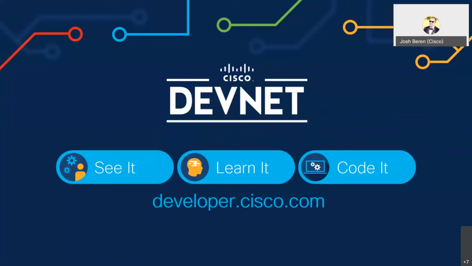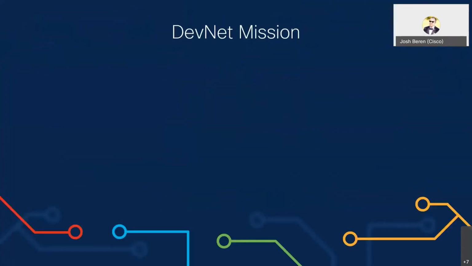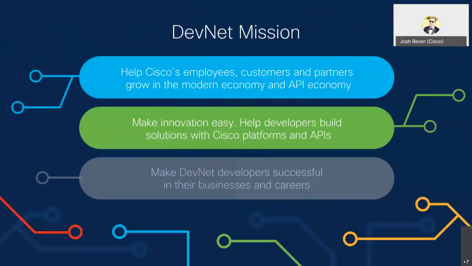And Devnet is a website that's open to everyone, whether you're a Cisco employee, Cisco partner, or even just someone that's never worked with Cisco but is interested. It's completely free to sign up, with a ton of resources available to learn and build your skills on. So Devnet's mission is to help employees, customers, and partners grow in the modern economy and API economy, make innovation easy, and make developers successful.